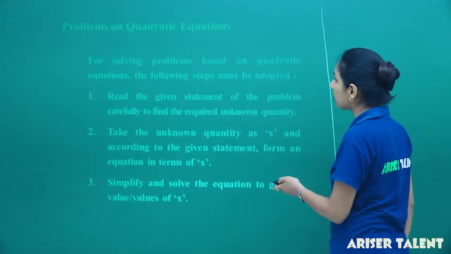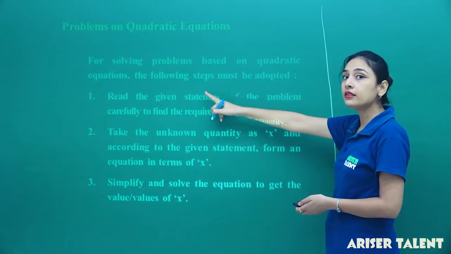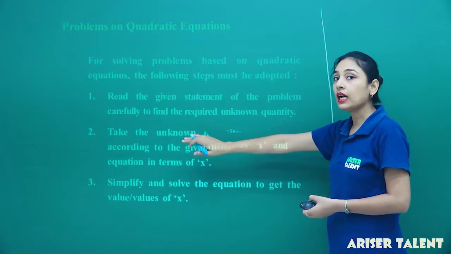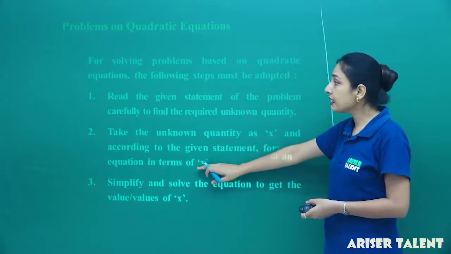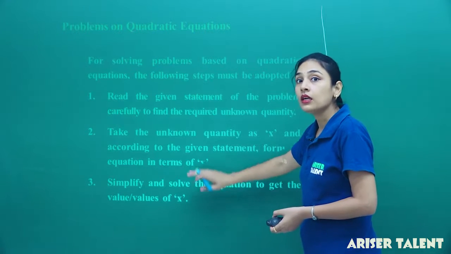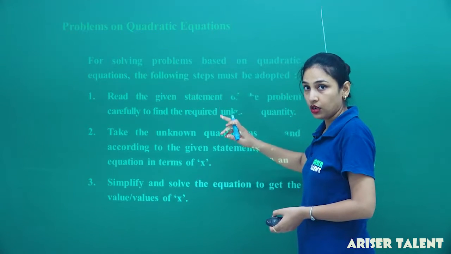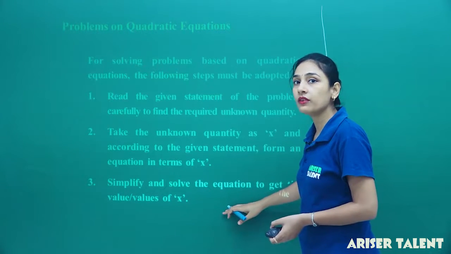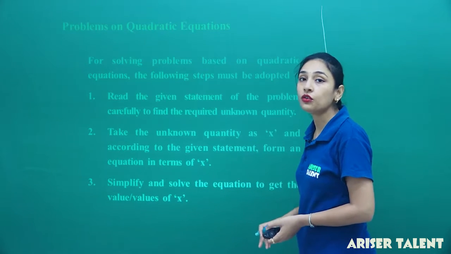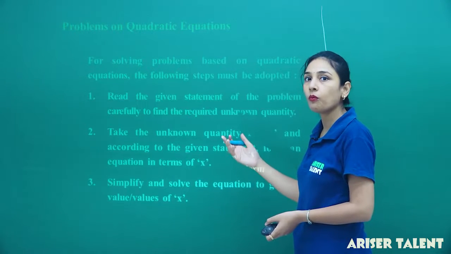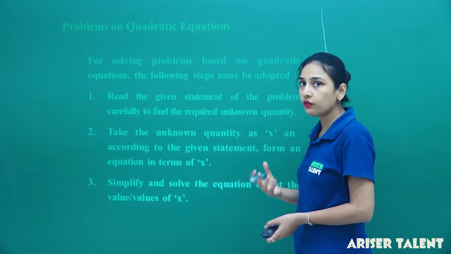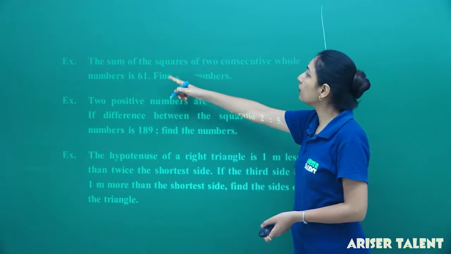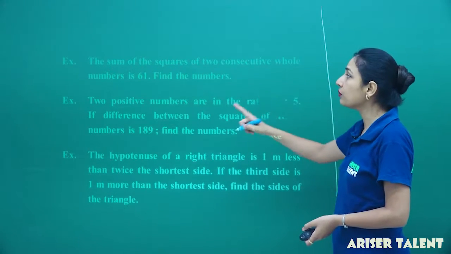We have discussed the steps here: you have to read the statement first. Then you take the unknown quantity as x, and then you have to make a quadratic equation according to the question or situation given to you. Then you solve it like any other quadratic equation, by factorization or by the squaring method, or whatever you want to, right? So the first question is, the sum of the squares of two consecutive whole numbers is 61.